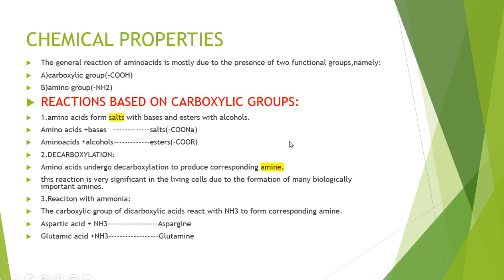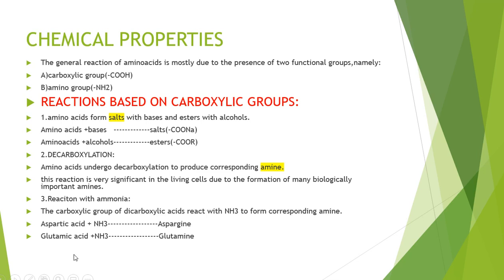Now let's move to the chemical properties, where we have to discuss separately the reactions based on the carboxyl group and the amino group. Why? Because in the previous slide I told you that these two groups are acting individually as separate entities, isn't it? So let's come to reactions based on carboxyl groups.